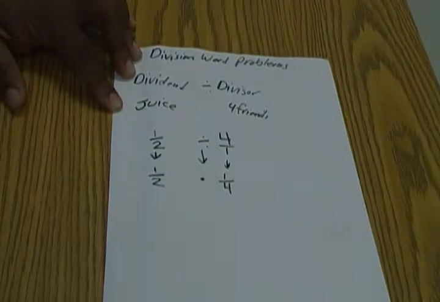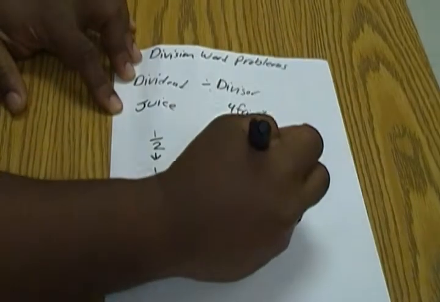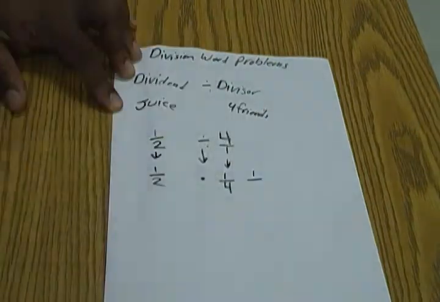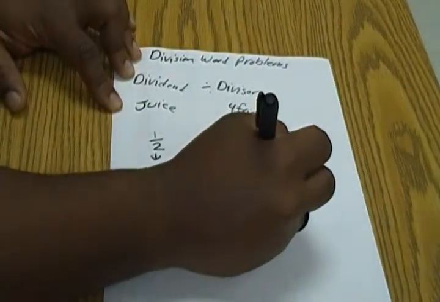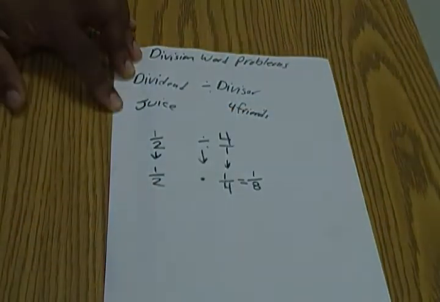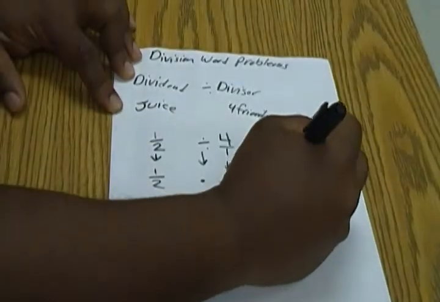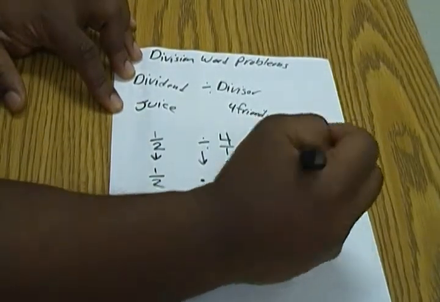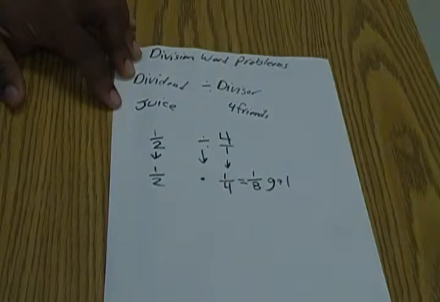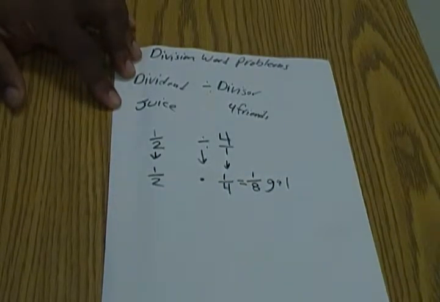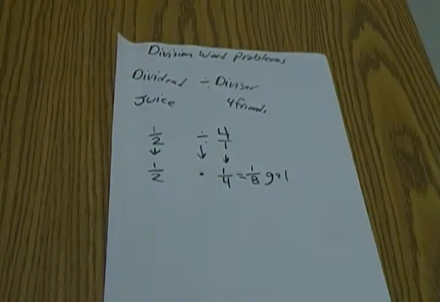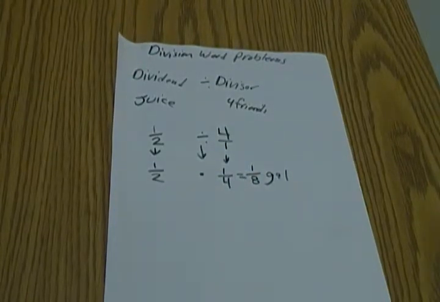Now we can go ahead and multiply. We have 1 times 1, which is 1. We have 2 times 4, which is 8. And then since we said it was gallons, we have to put our label at the end. If we don't put our label, it will be marked half off or wrong depending on the problem. All right. So once again, let's try another one here.